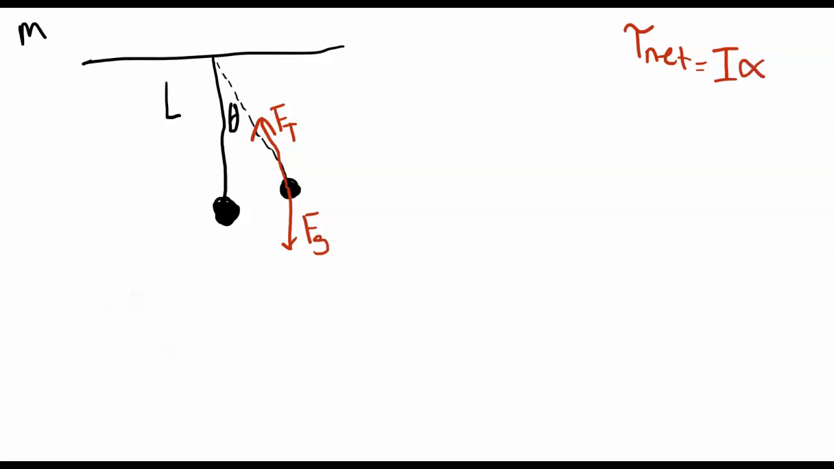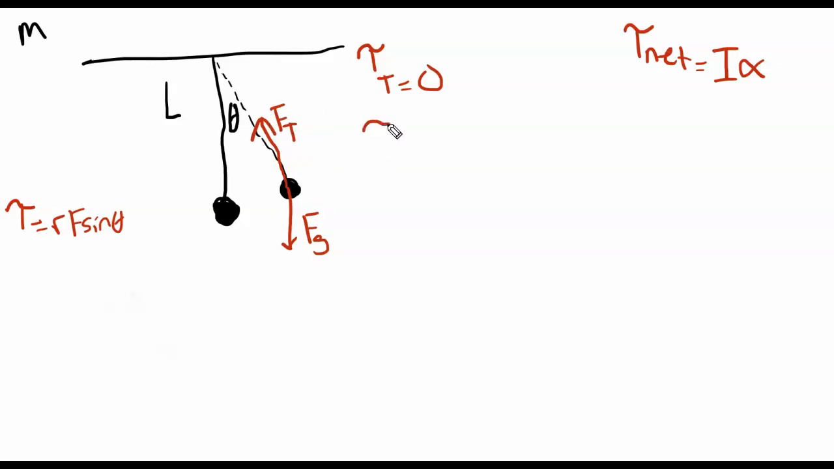And so what is the net torque in this situation? Well, there's two forces here, but the torque from tension is actually equal to 0. And the reason is if you look at the tension vector, it is pointing towards the pivot point. But remember, torque is equal to RF sine theta. And in this situation, the R vector points from the pivot point to the mass. And so the angle between the R vector and the F vector for tension is 180 degrees. And sine of 180 is 0, meaning that the tension in this situation does no torque.